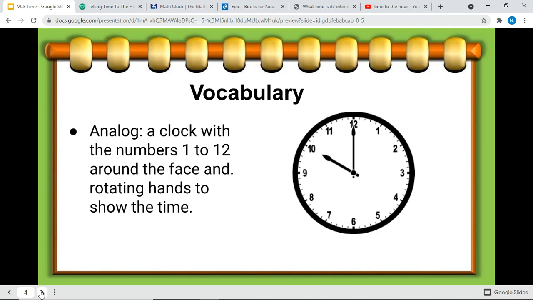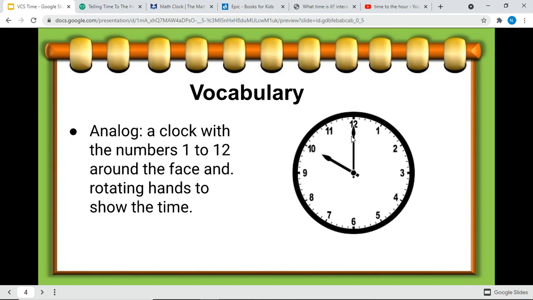Vocabulary. So as we discussed, there's the analog clock, which has the numbers 1, 2, 3, 4, 5, 6, 7, 8, 9, 10, 11, and 12. So I would make note of that with the students and go around the clock to show them. I would also mention the hands, also known as the arrows. We have the big hand, which will always be on 12 when we're telling time to the hour, as well as a small hand. And wherever the small hand is pointing, that would be the hour.